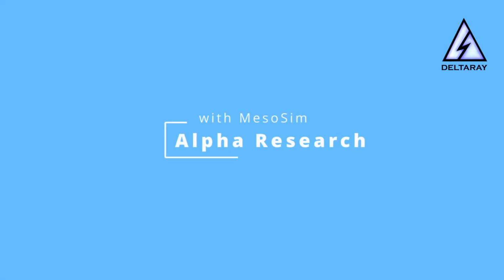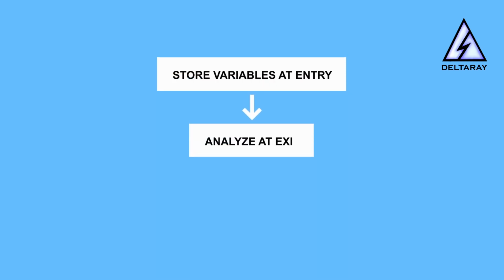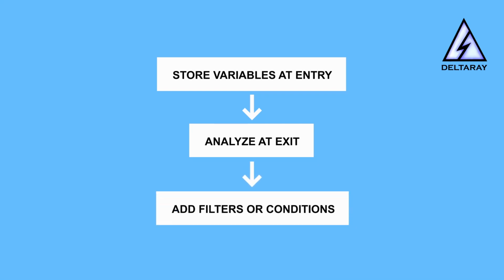Today, we'll explore how to do alpha research with MesoSim. Alpha is a signal that can predict future returns in a given trading strategy. In this case, we use MesoSim's analytics tool to test whether certain entry variables can reliably predict final P&L. The process begins by selecting variables at trade entry, then analyzing data using charts and statistics to identify patterns. If a variable consistently links to profitability, we refine our strategy by adding filters or conditions.